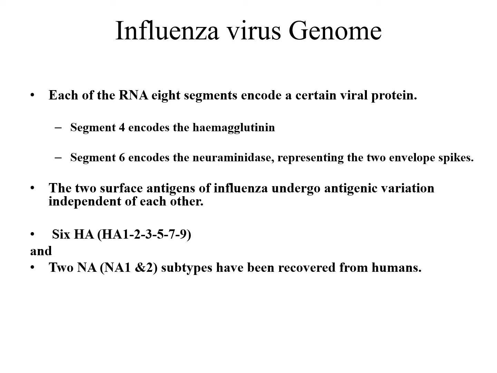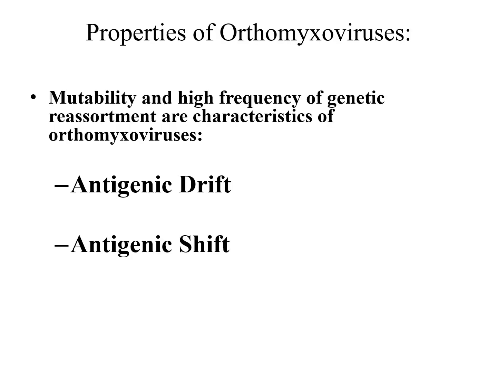The 2 surface antigens of influenza undergo antigenic variation independent of each other, and we have 6 hemagglutinins, 1, 2, 3, 5, 7, and 9, in human influenza virus type A, and 2 neuraminidases, N1 and N2, in the human influenza virus type A.